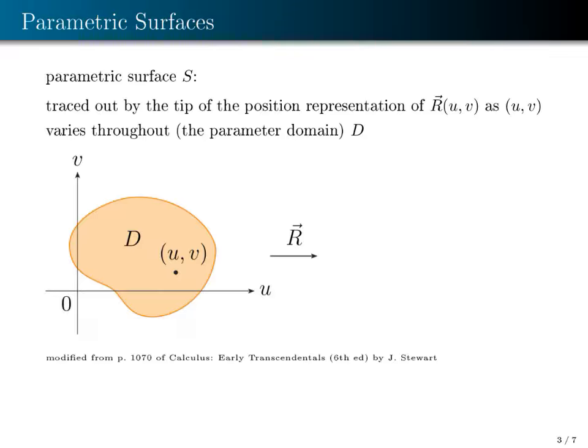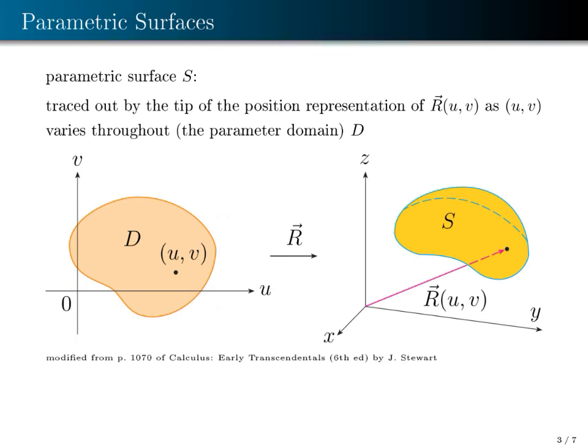To visualize what is happening, suppose the domain D of the vector-valued function r of uv is this region in the uv plane. Applying the vector function r on a point uv in D results in a vector r of uv in 3-dimensional space, whose position representation is shown here as this pink vector. The head of this vector is a point on the parametric surface S associated to the vector-valued function r.